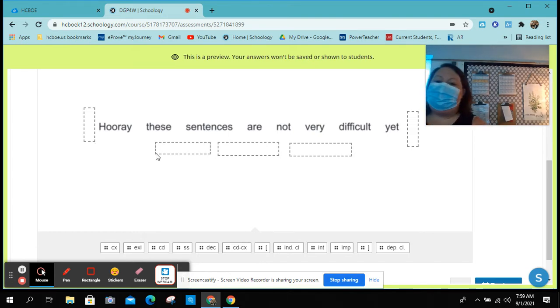Okay, now it says these sentences are not very difficult yet. What is the subject of this sentence? Sentences. What is the verb in this sentence? Are. Okay. Does this sentence express a complete thought? Yes. If it has a subject and a verb and it expresses a complete thought, what kind of clause do we have? An independent clause.